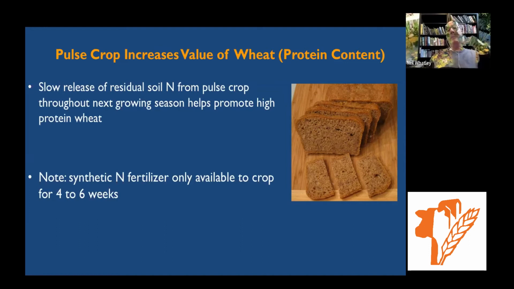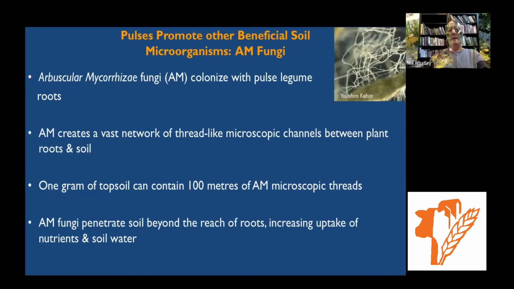I do know many pulse growers that prefer to grow canola after a pulse like pea and lentil because they see a nice progression of improvement of that crop over the growing season with the additional flush of nitrogen. So some growers prefer canola, some growers prefer wheat.